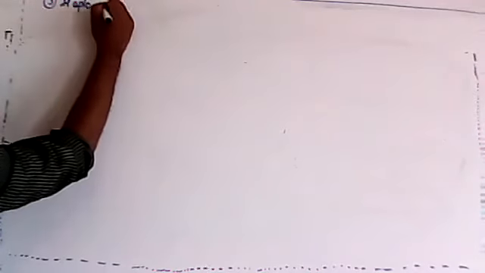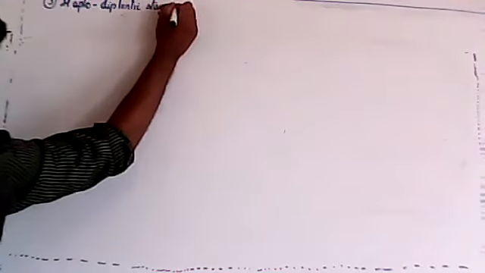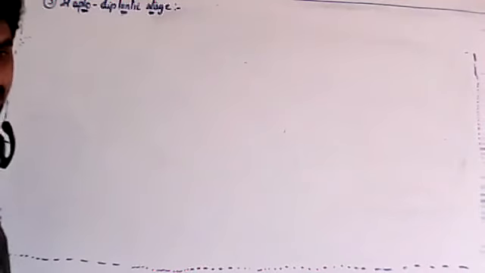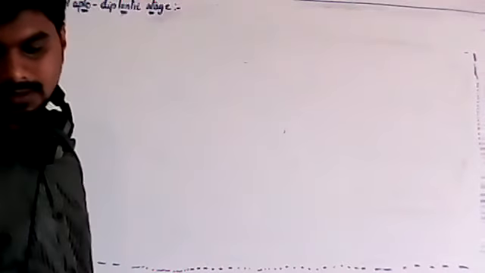The last one is the haplodiplontic stage. In the haplodiplontic stage, you will find both are equal. Both haploid and diploid stages are of the same duration. So we can write both haploid and diploid.